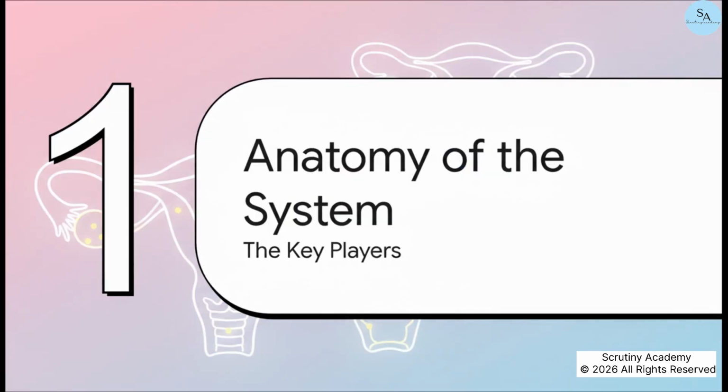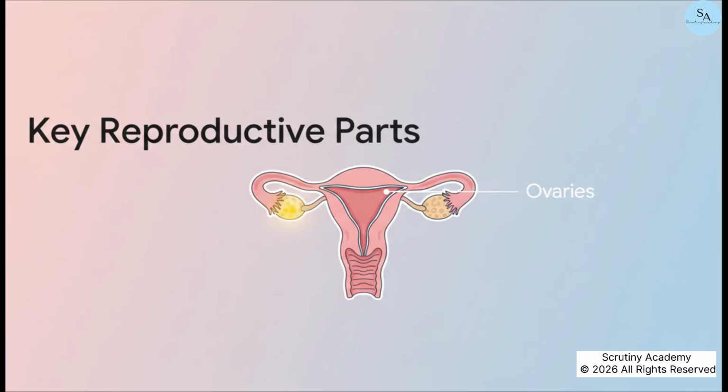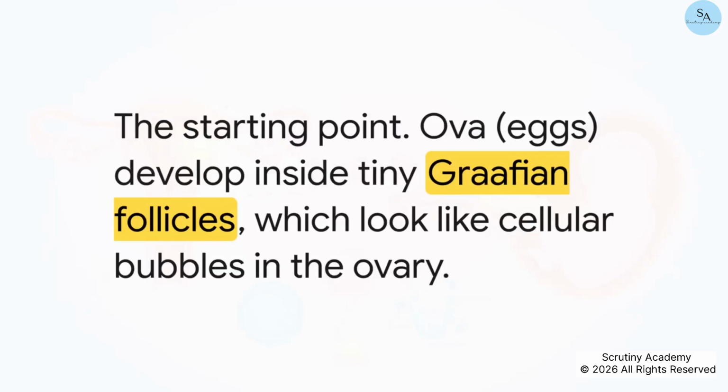First up, let's talk about the key players. To really get a grip on this incredible process, we first need to understand the anatomy. Basically, the stage where this whole drama unfolds. So the system has 4 main components, but for our focus today, for really understanding where life begins, we're going to zoom in on 3 absolutely critical players: the ovaries, the fallopian tubes, and the uterus. So let's start at the very beginning.